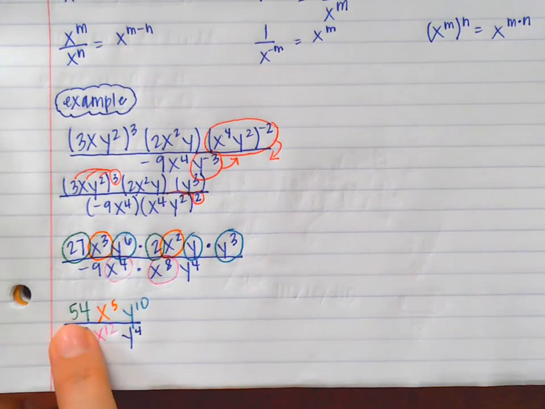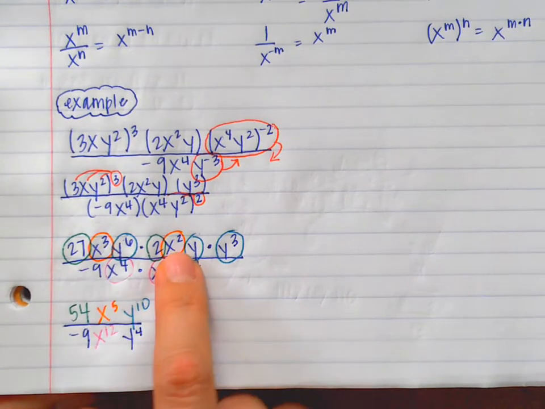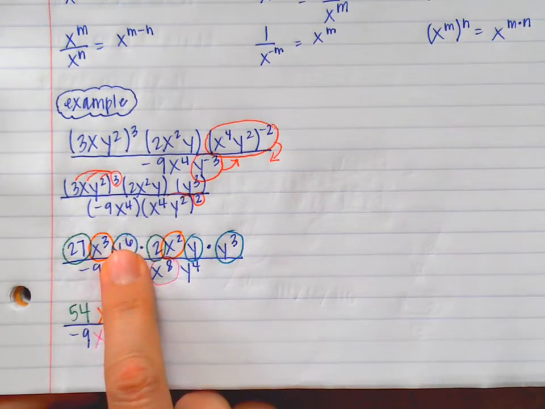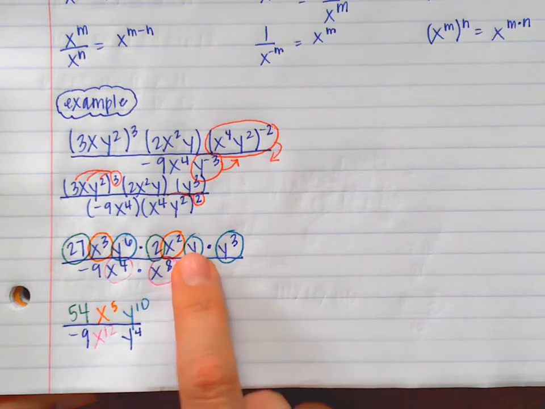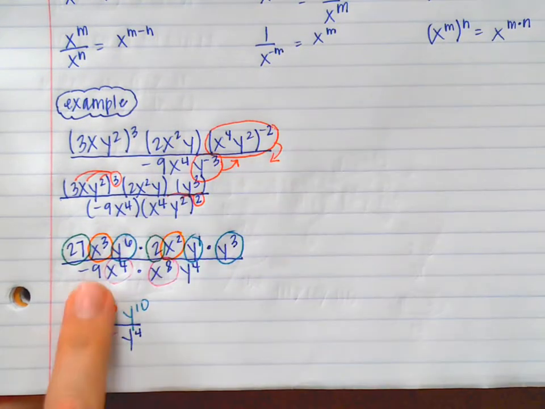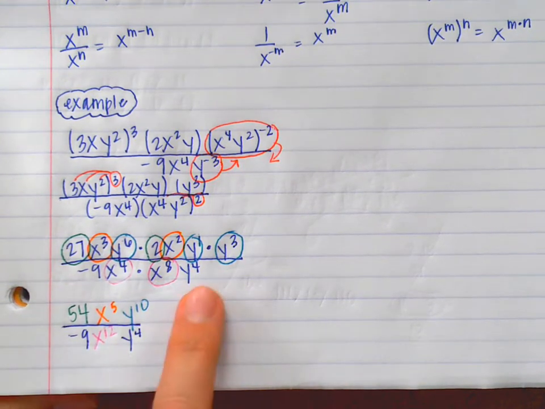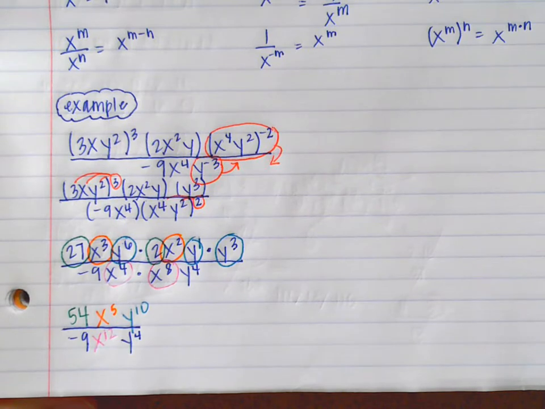So we have the 54 from the 27 and the 2, the x to the 5th from the 3 and the 2, the 10 from 6 plus 1 plus 3. Remember, when there is no exponent, we can always assume there's an exponent of 1. And then the negative 9 can't combine with anything. 4 plus 8 is 12, and then y to the 4th comes down. Now comes the fun part.